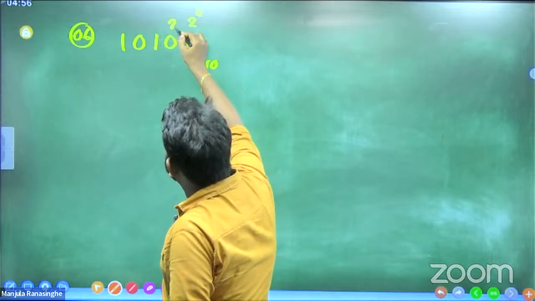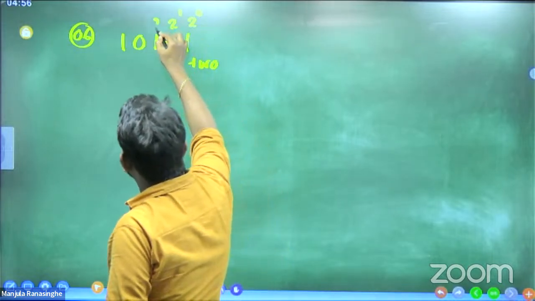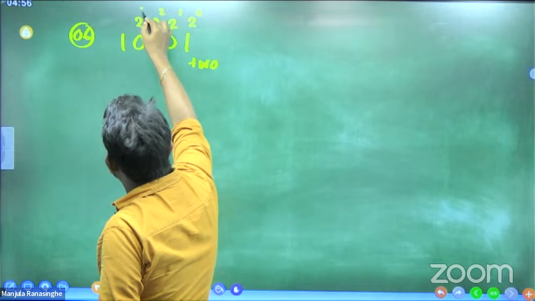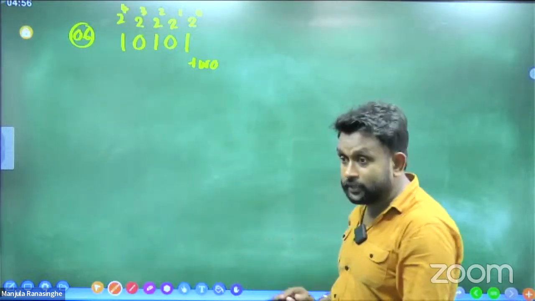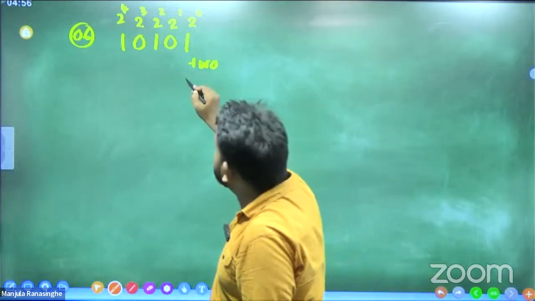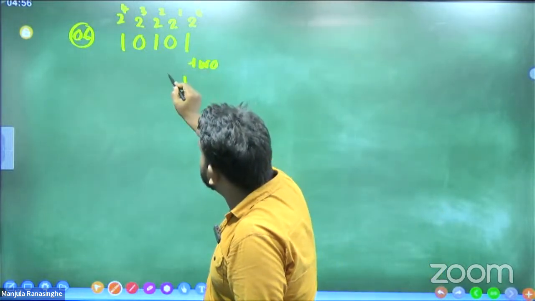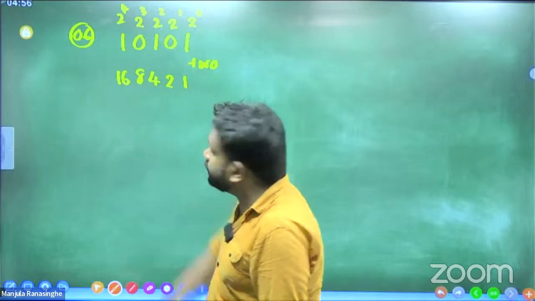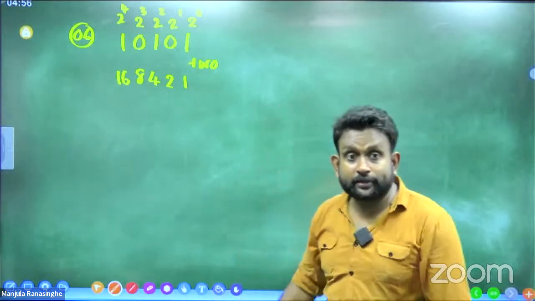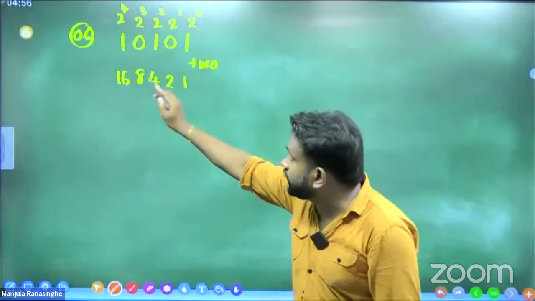Then 2 to the power 1, 2 to the power 2, 2 to the power 3, 2 to the power 4. Or otherwise, remember 2 to the power 0 means 1. Then 2, 4, 8, 16. Remember it this way, from the last one: 1, 2, 4, 8, 16.